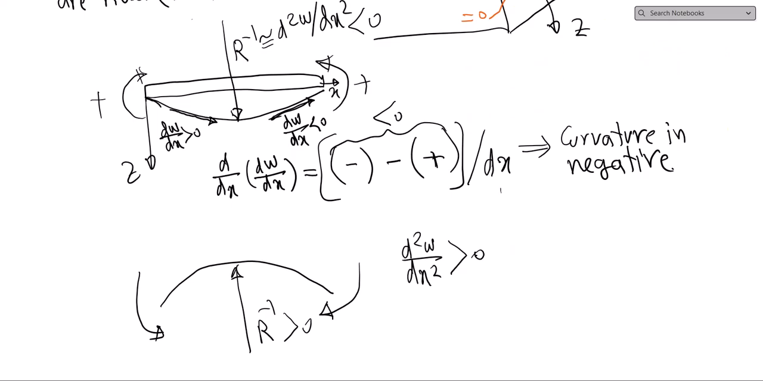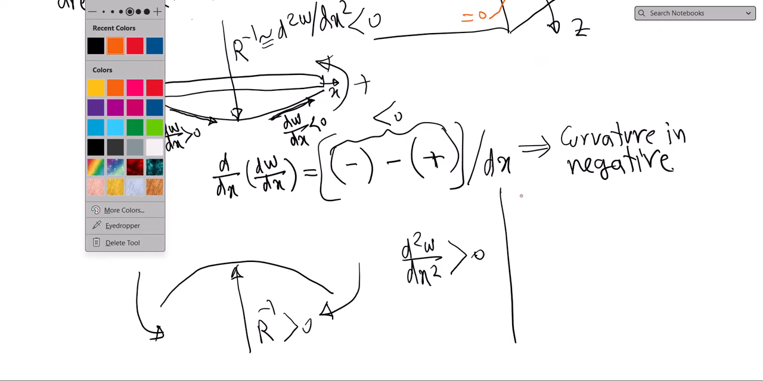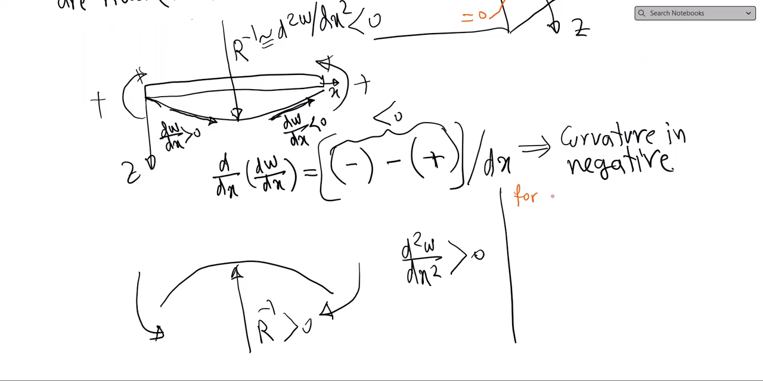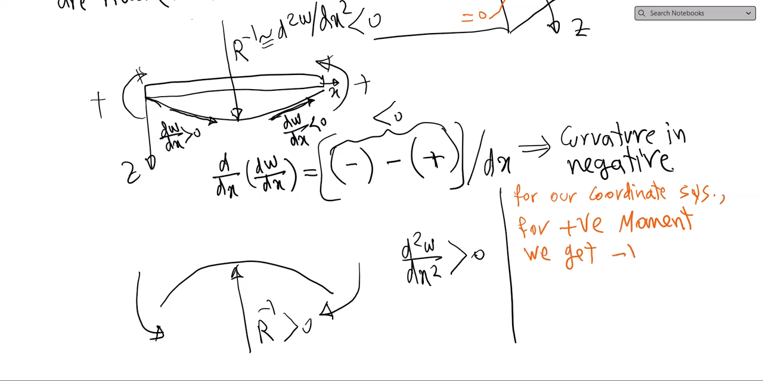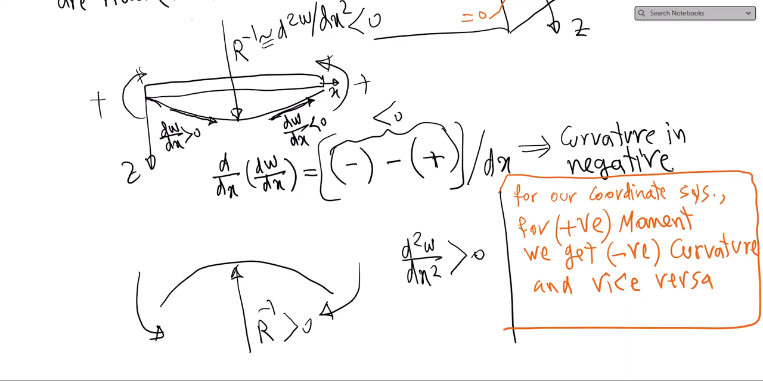So as a conclusion here, I would like to box it that for our coordinate system, for positive moment, we get negative curvature, and vice versa, meaning for negative moment we get positive curvature, as I explained here.